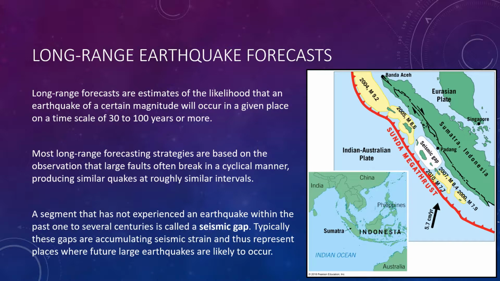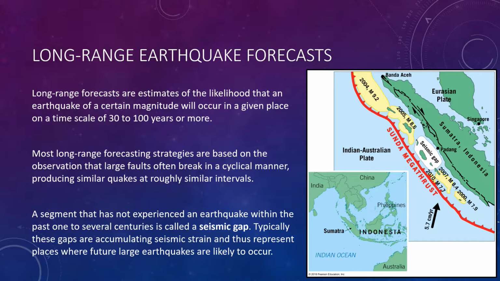To determine the characteristic interval for a given fault, seismologists study the historical and geological record of earthquakes generated by that fault. A segment that has not experienced an earthquake within the past 1 to several centuries is called a seismic gap. Typically, these gaps are accumulating seismic strain and thus represent places where future large earthquakes are likely to occur. The figure on the right shows a seismic gap on the megathrust fault that lies offshore of Padang, a low-lying Sumatran city of 800,000 people which has not ruptured since 1797.